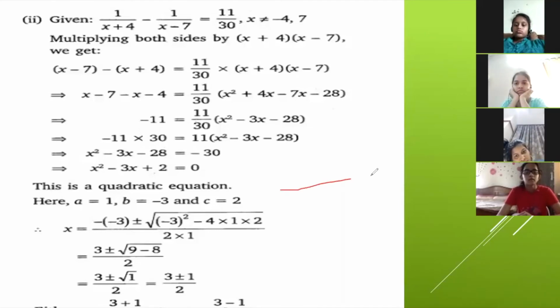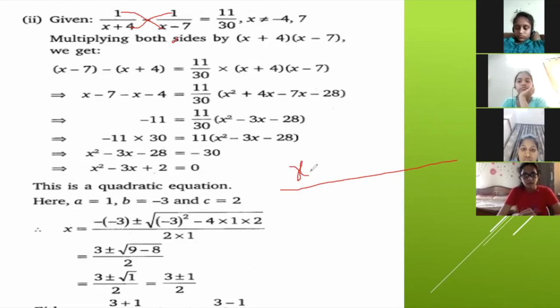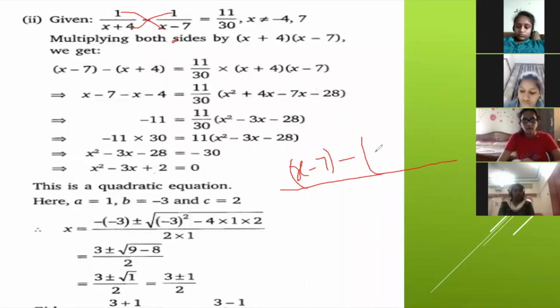First, take LCM. Here, what is the denominator? X minus 7. So just cross multiply. X minus 7 will go here. X plus 4 will go here. That means x minus 7. Okay, children. Now this side denominator, like cross multiplication only. X plus 4 will go this side. Already here minus is there. X plus 4 will go this side. X plus 4.